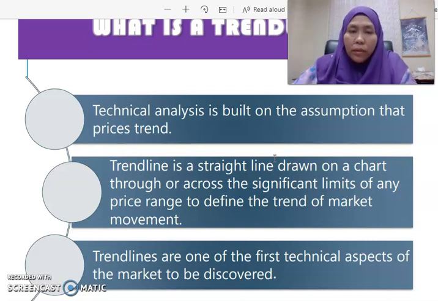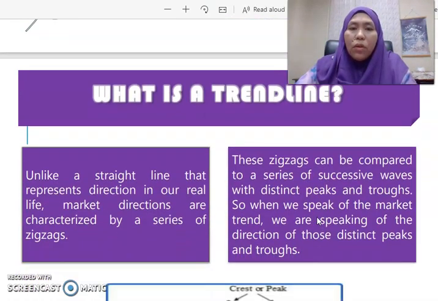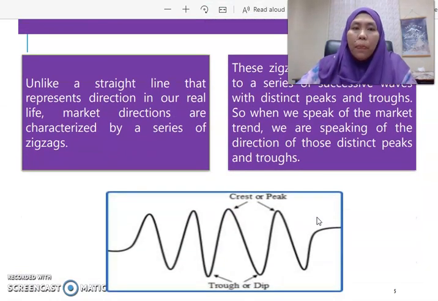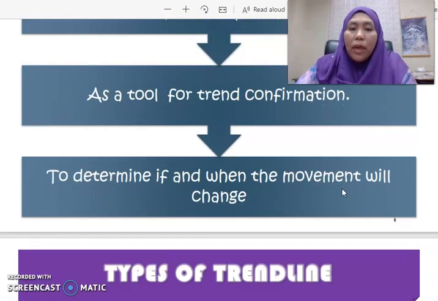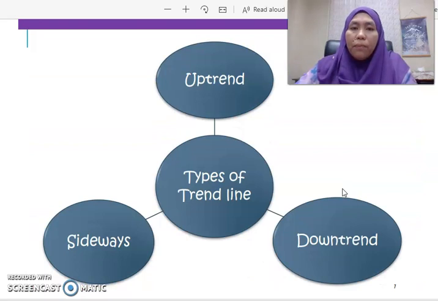Okay, the trend line is one of the first technical aspects of the market to be discovered by the investor. Before you make any decision to buy or to sell any stock, you should identify the trend. So what is a trend line? Okay, a trend line is just a straight line drawn above the stock chart. Okay, basically we have three types of trend. Okay, the first one is uptrend, downtrend, and sideways.